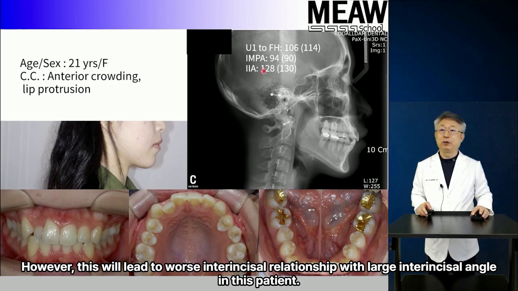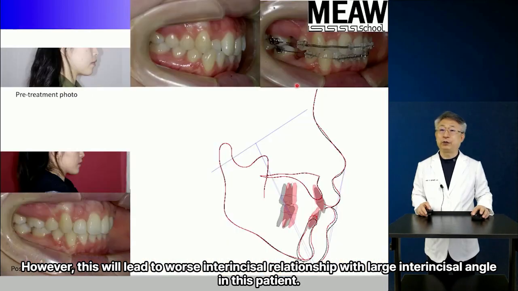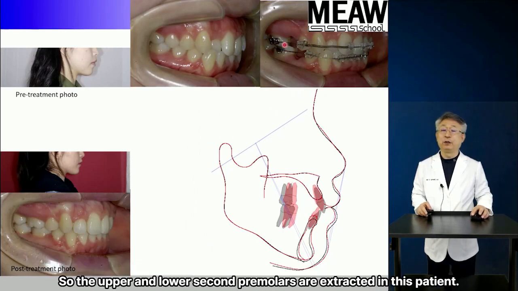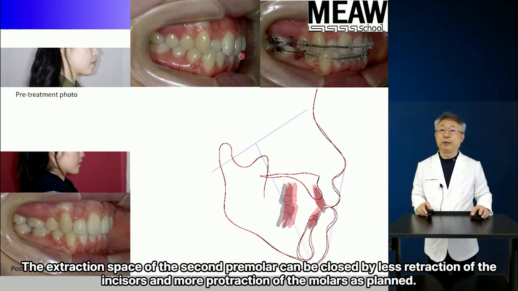However, this will lead to worse interincisal relationship with large interincisal angle in this patient. So the upper and lower second premolars are extracted in this patient. The extraction space of the second premolar can be closed by less retraction of the incisors and more protraction of the molars as planned.